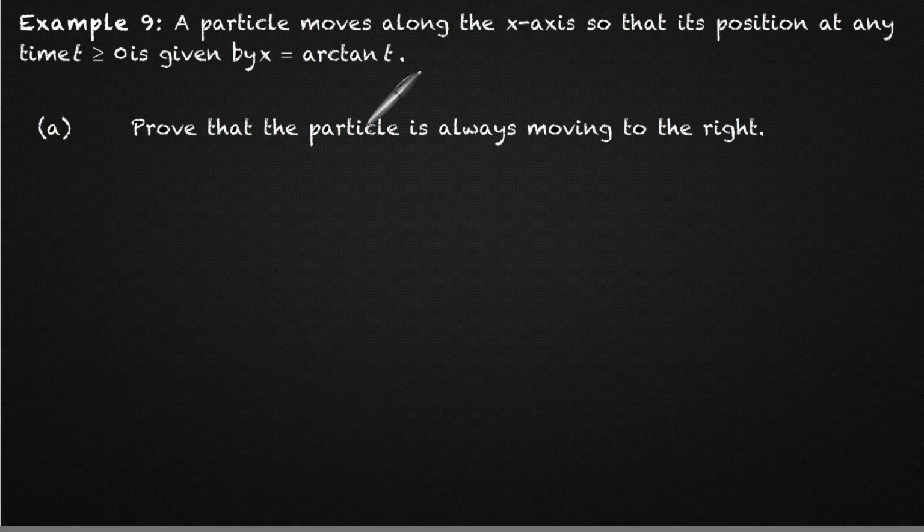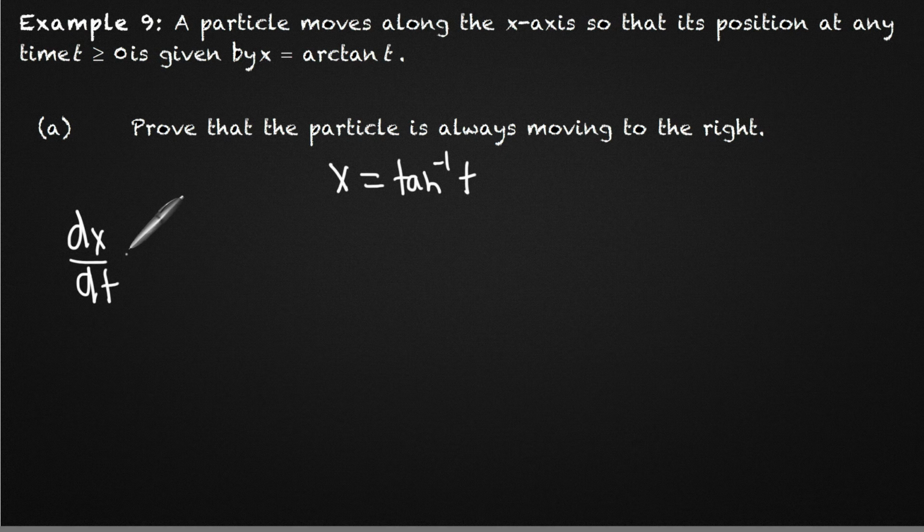All right, last example here. We've got a particle that's moving along the x-axis. So its position at any time t is x equals arctan, which is another way of saying inverse tangent. And we want to prove that this particle is always moving to the right. So we will say dx/dt, which is essentially the change in the x position, or horizontal position, as time is changing. Well, we know that this is going to be 1 over 1 plus t squared.